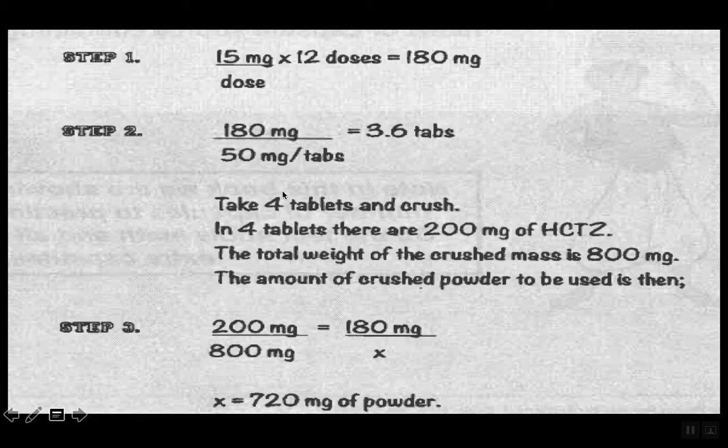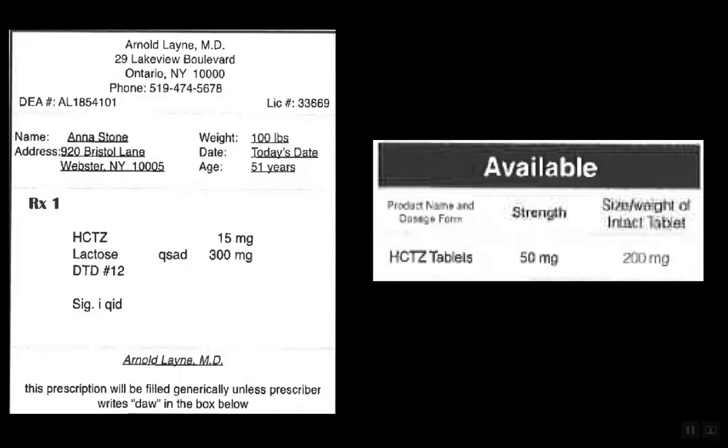So in this case, even though it's 3.6, you're going to round it up. You need 4 tablets, and you're going to crush them in the wooden mortar. Once you crush them, in this case they give you the weight. They say that each one is 200 milligrams, but sometimes they don't give you the weight, and you have to calculate the weight on your own.